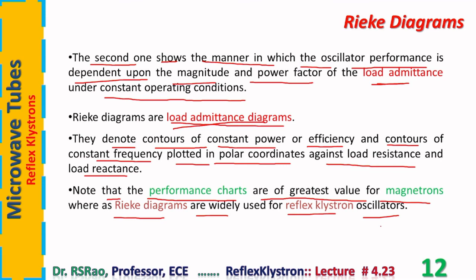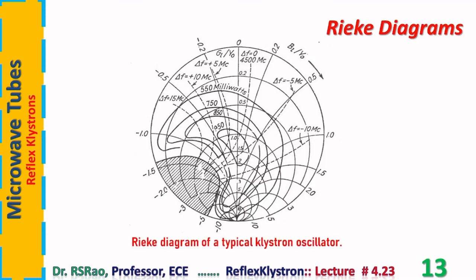As we are right now in reflex klystrons, our interest should be mainly on Rieke diagrams. Here is shown a typical Rieke diagram. We can notice BL by Y0. It stands for normalized load susceptance. Here is shown GL by Y0. It stands for normalized load conductance.